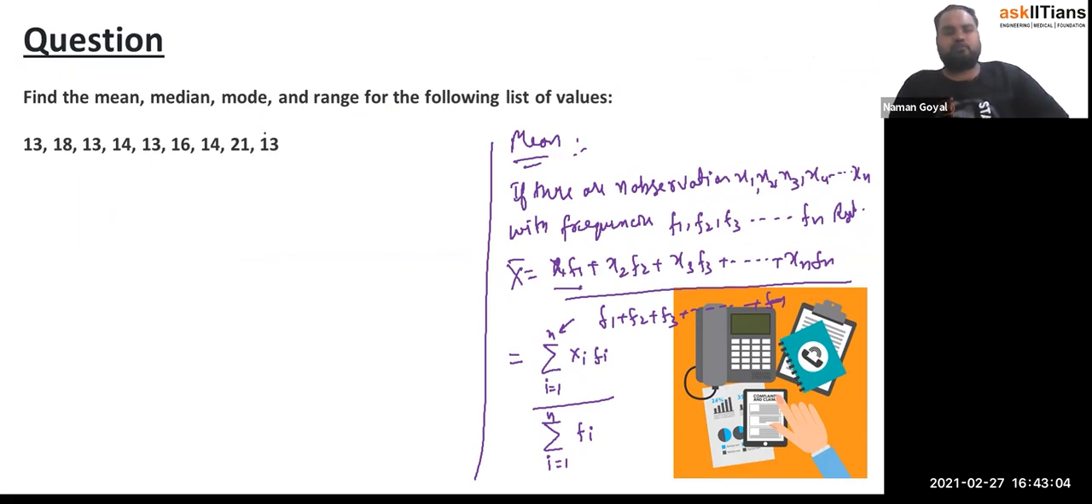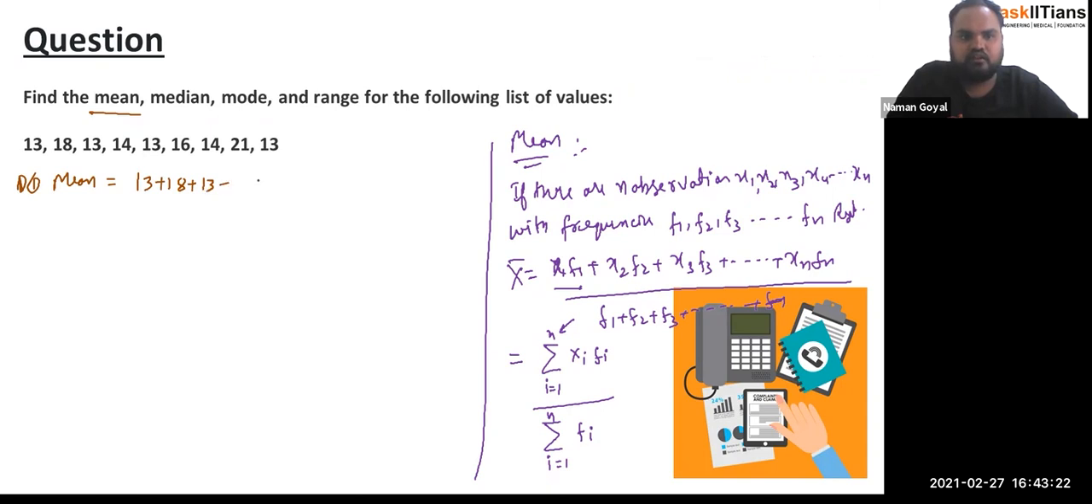So first of all, I want to find out what? Mean. If I want to find out the mean of this data, as you know, we have to add them all. So 13 plus 18 plus 13 plus 14 plus 13 plus 16 plus 14 plus 21 and plus 13, upon the number of data terms. How many values are there? 1, 2, 3, 4, 5, 6, 7, 8, 9. So we have to divide this quantity by 9.